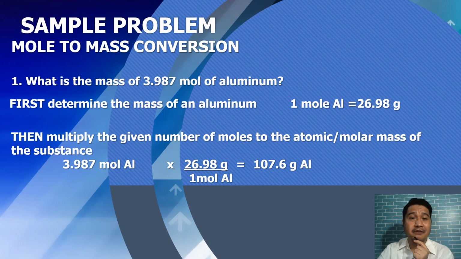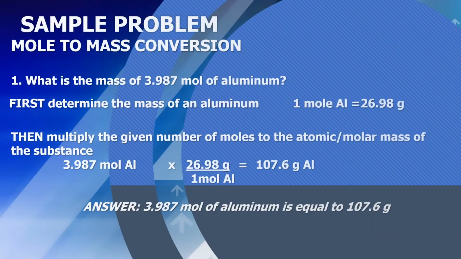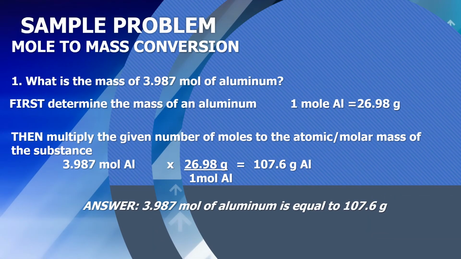Let's multiply the given number of moles by the atomic or molecular mass of the substance. So the given is 3.987 moles of aluminum multiplied by 26.98 grams divided by 1 mole, which is equal to 107.6 grams of aluminum. So it means that 3.987 moles of aluminum is equal to 107.6 grams.